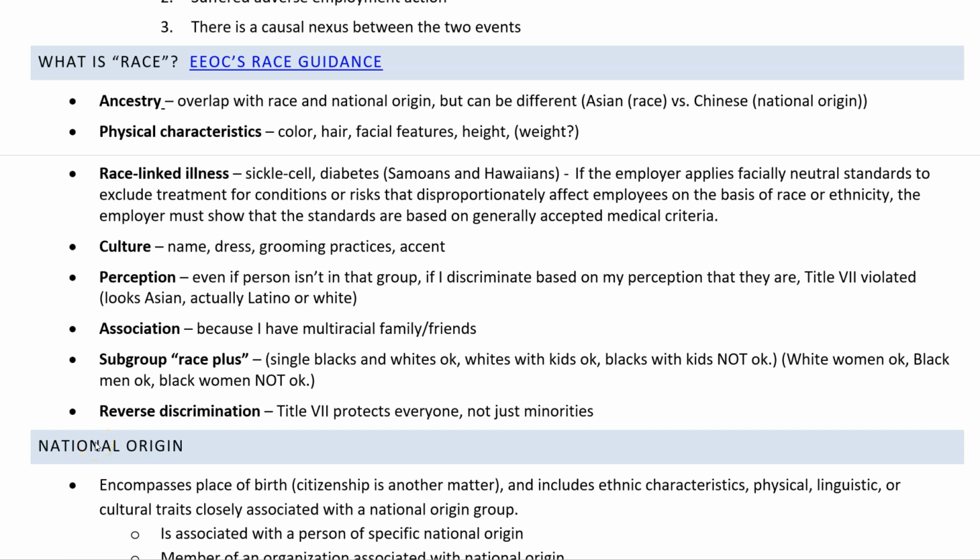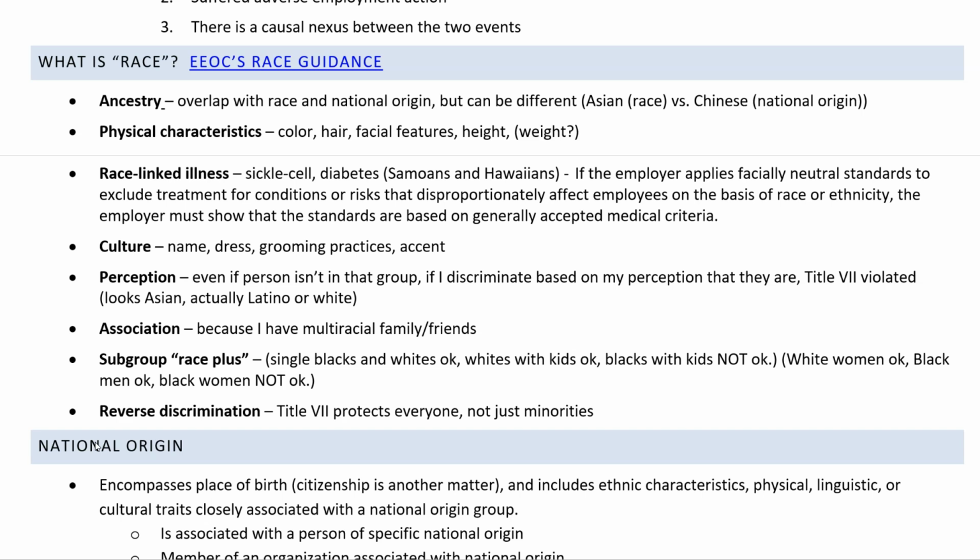Association is covered because a person might be married to somebody of a different race or just have friends that are of different races or different national origins. This association is covered even if the employee is a member of a majority group. If I discriminate against them because they tend to associate with people of different protected classes, that's a violation of Title VII.